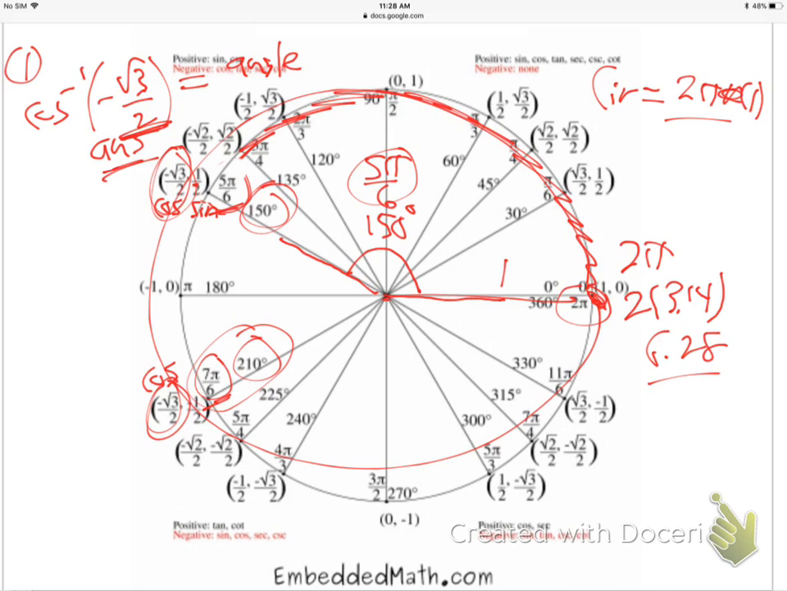So my point is, real quick, I'll let you finish. But my point is, you don't want to use your calculator. It's not going to give you all the answers. Even if I let you use the calculator in the test, you'd still want the unit circle. It'll give you both the answers, not your calculator.